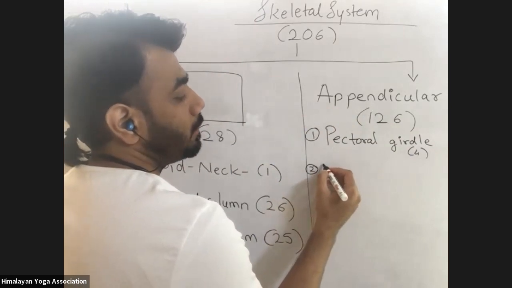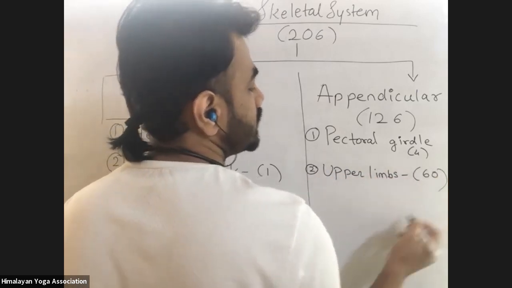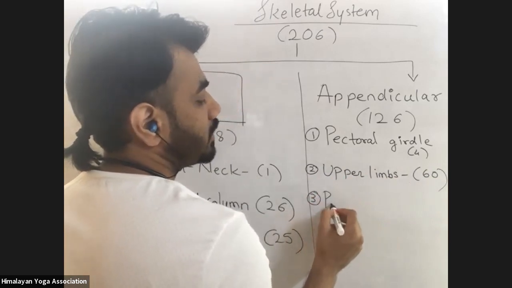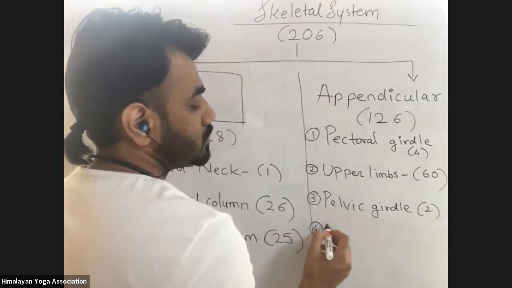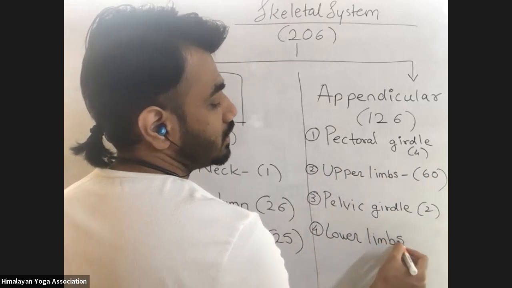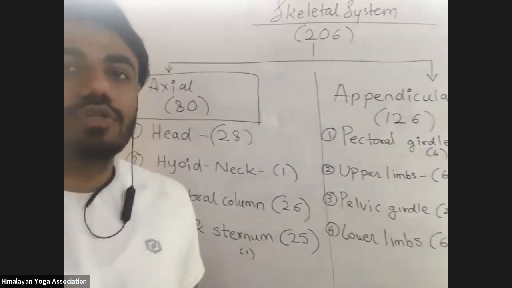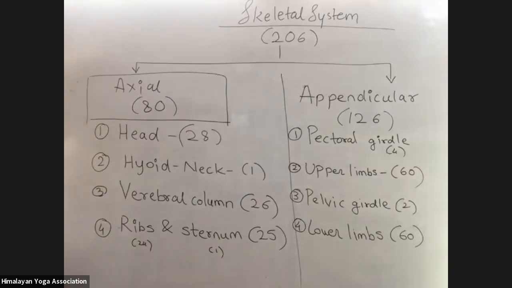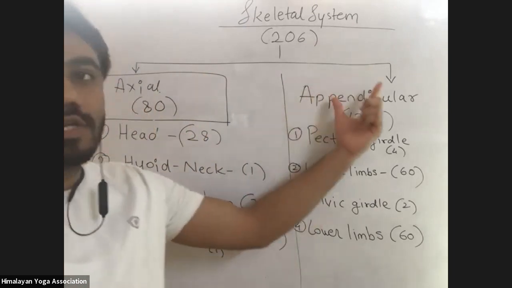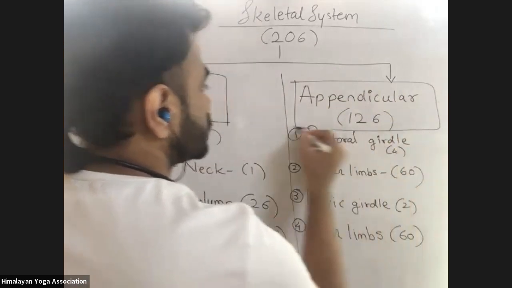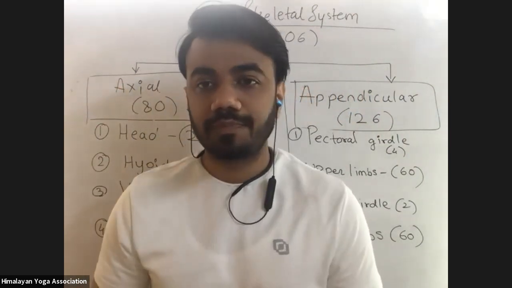Then we have the upper limb, that is our arms. How many bones? We see 60. Then we have the pelvic girdle. These two pelvic bones we have. And we have also seen lower limbs. That means both the legs. Same 60. So here we have 126 bones. This is an actual flow chart of the skeletal system that talks about the 206 bones, which we have studied the day before yesterday and yesterday. You will find all these bones and the concept in our recordings, maybe on our video.